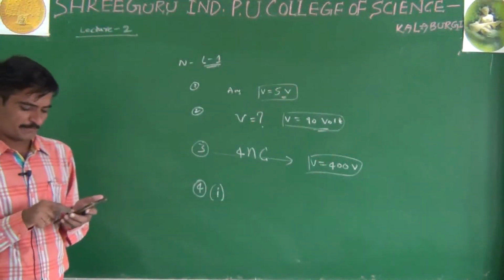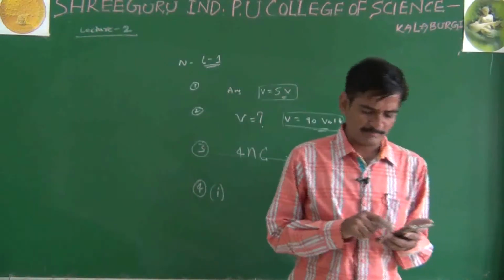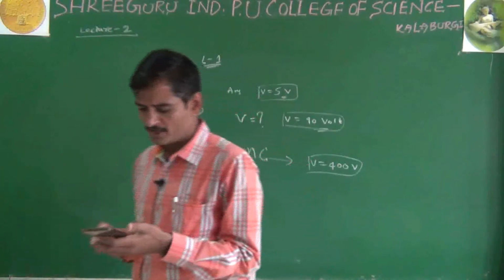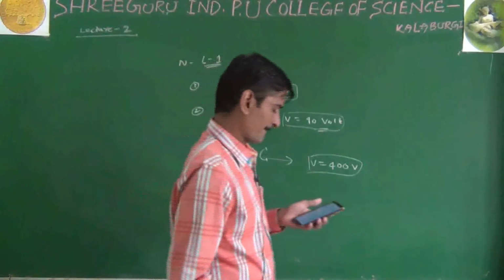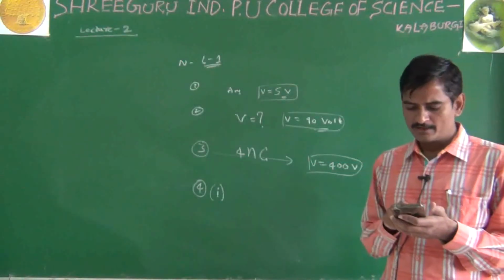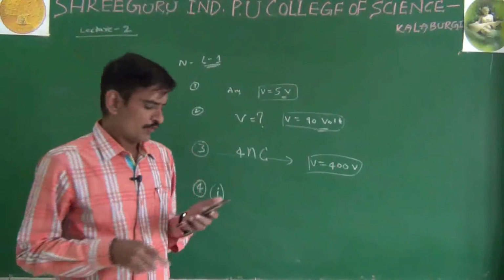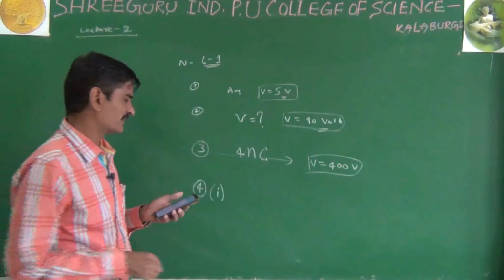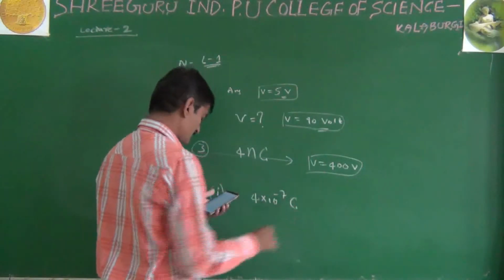Calculate the potential at a point P due to a charge of 4 into 10 to the power minus 7 coulomb.